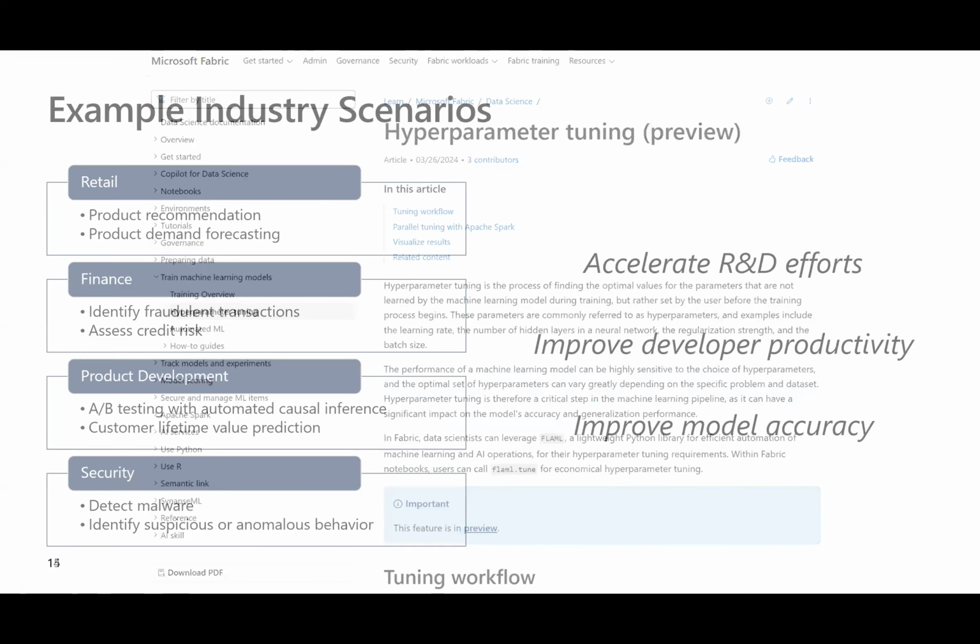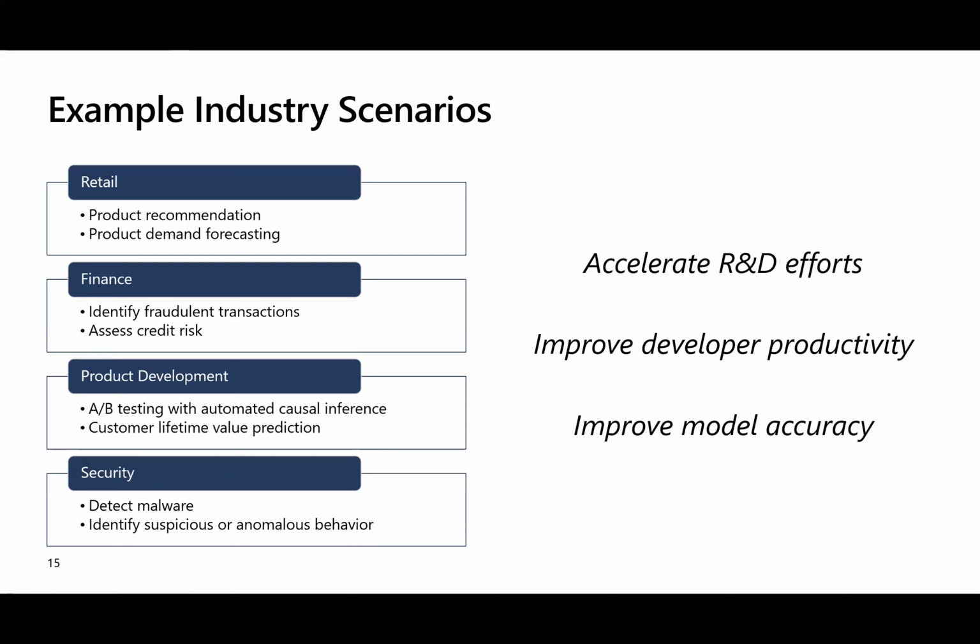So basically, we have already developed and applied the FLAML-based AutoML solution in different kinds of scenarios, like retail, product recommendation and demand forecasting, and some of the finance use cases, and also product development and security, like identifying some of the security issues. We find that FLAML can accelerate the research and development efforts, and it can also improve productivity. And I think the most important is that especially for citizen data scientists, FLAML can help them improve the model accuracy, because if they do it on their own, they cannot find the best hyperparameters for the models.